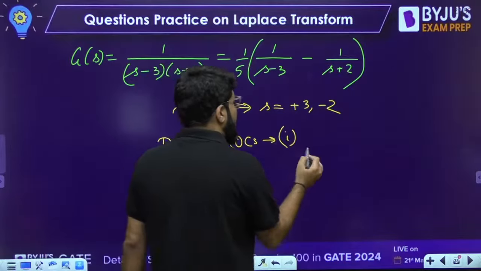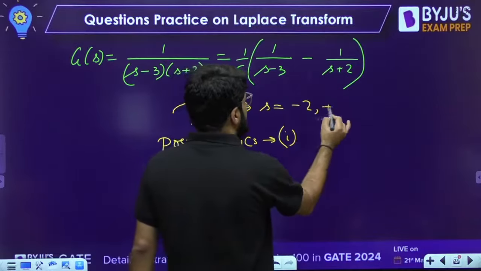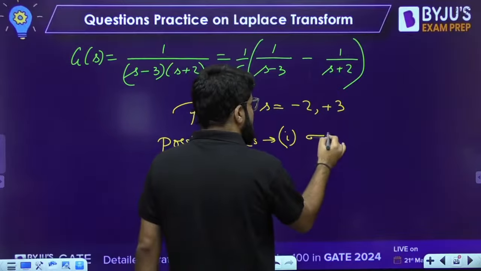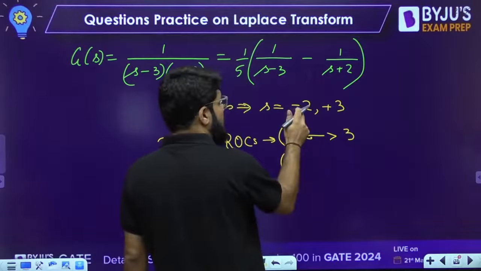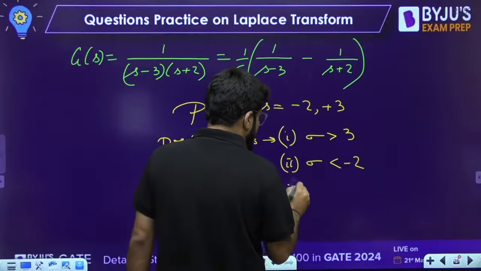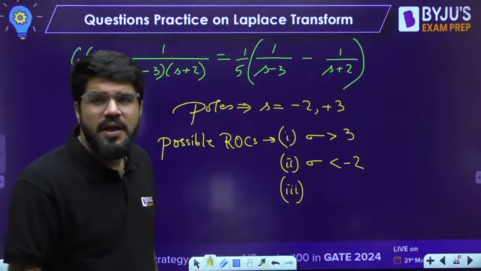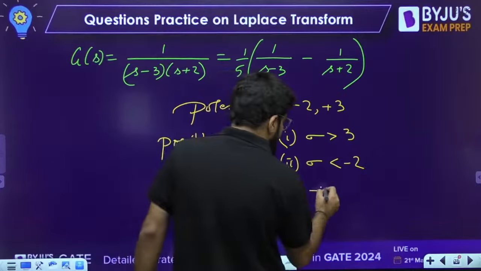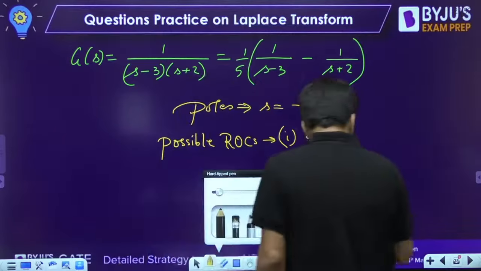Number 1, right of the largest root. So let me write down the roots in increasing order. Poles are minus 2 and plus 3. First ROC is sigma greater than 3, right of the largest. Second, left of the smallest pole, left of the leftmost pole, so sigma less than minus 2. And the third case is between the two poles. That is what the possible ROCs are, as per the two poles. So it can be between minus 2 and plus 3. These are the possible ROCs now.